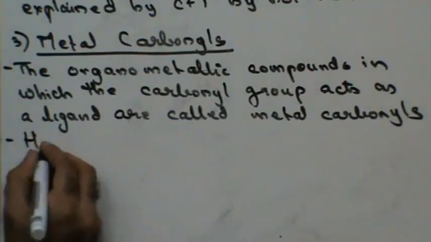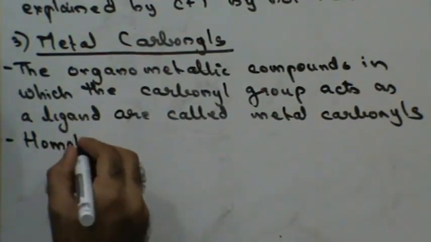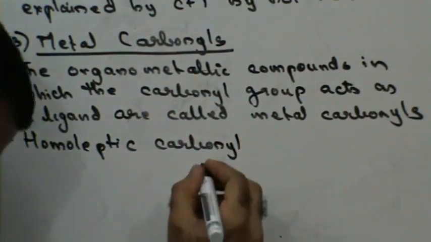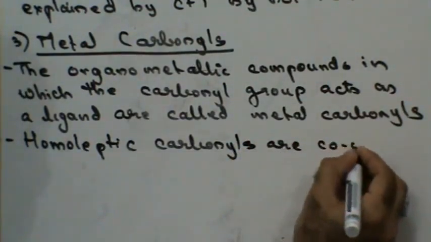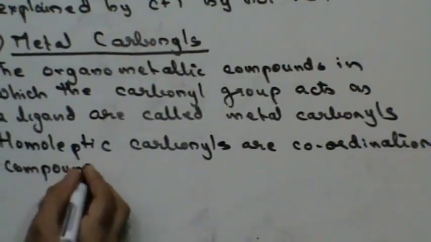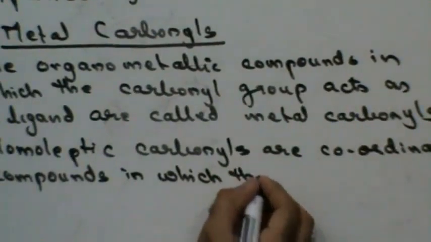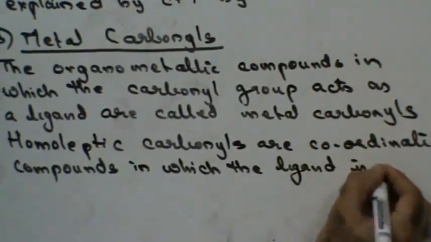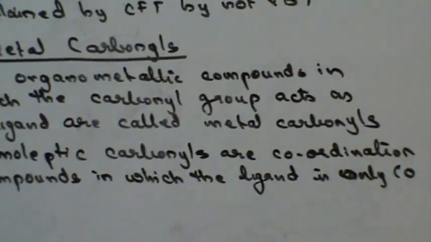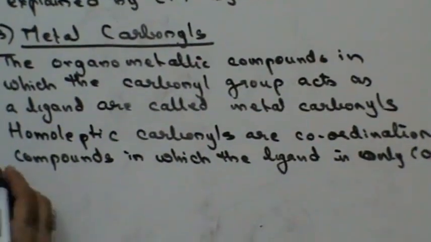So I can say that homoleptic carbonyls are coordination compounds in which the ligand is only the carbonyl group, right? Now, homoleptic carbonyls may be classified as mononuclear or polynuclear, right?